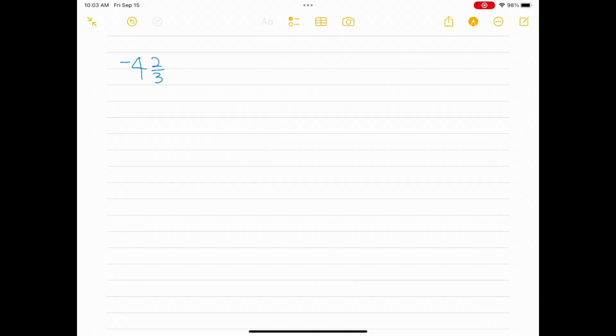Negative 4 and 2/3 times negative 7. The first thing I make note of is that two negative numbers multiplied together equals a positive. So the final answer will be positive, and I write the sign up front as a reminder. Now I'm ready to convert the mixed number into an improper fraction. 4 and 2/3 becomes 14/3 times 7/1. And now I can multiply across.